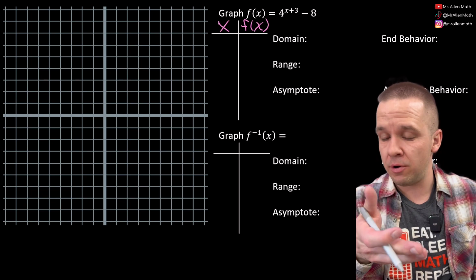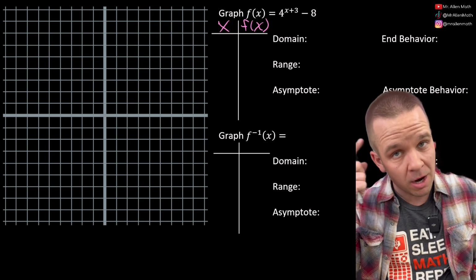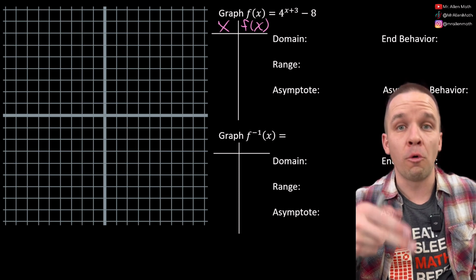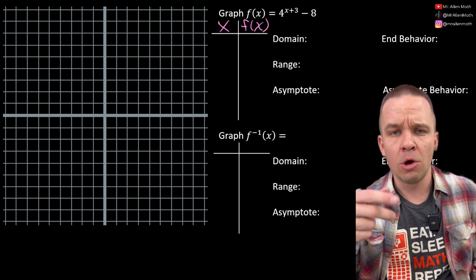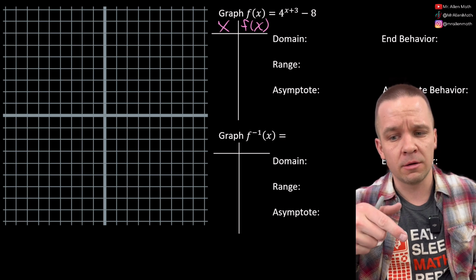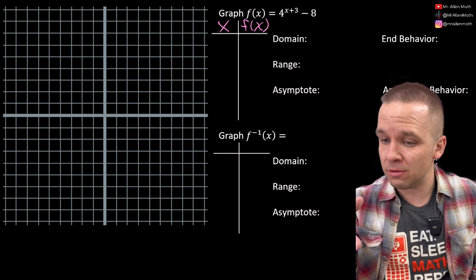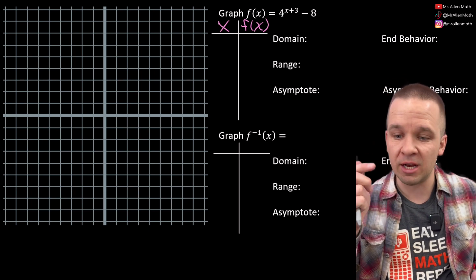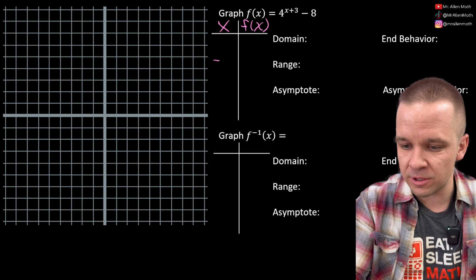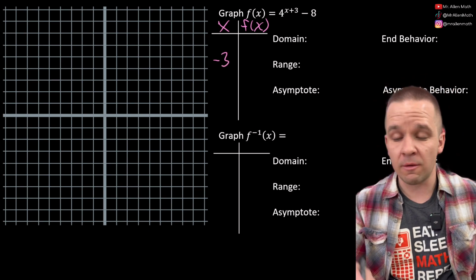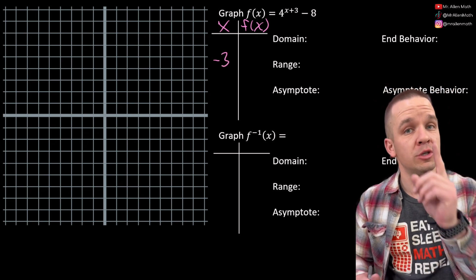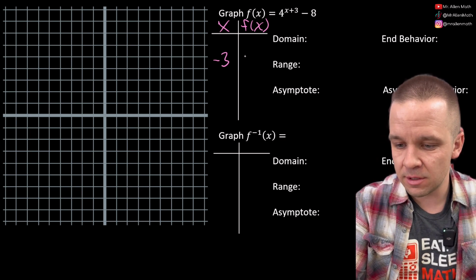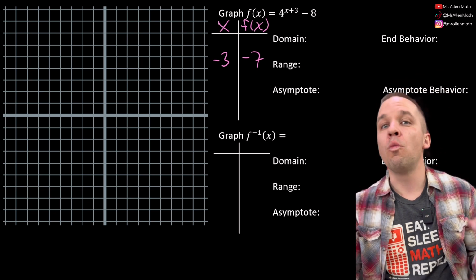And then we're going to pick some inputs here. So I like to think about smart inputs. And what I mean by that is what's easy to raise 4 to? Like what power would be easy to work with? Well, 4 to the 0 would just be 1, right? So what x value would give me 0 in the exponent? That'd be negative 3. I'm going to leave a little space for an extra value above, okay? So if I plugged in negative 3, I'd get 4 to the 0 power, which is 1. And 1 minus 8 is negative 7. So there we go.